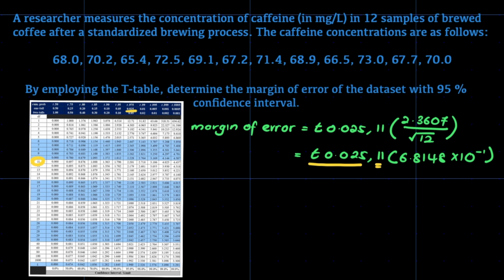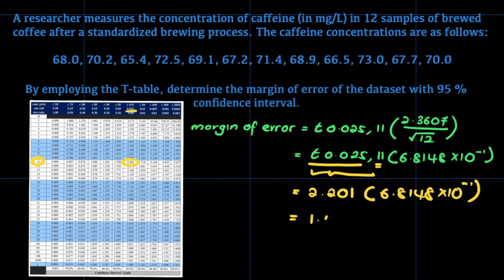You should get this value, which is equivalent to 2.201. So you need to times this value by 6.8148 times 10 to the power of negative 1. So you will get 1.4999. Right, so this is the margin of error and the final answer for this question.